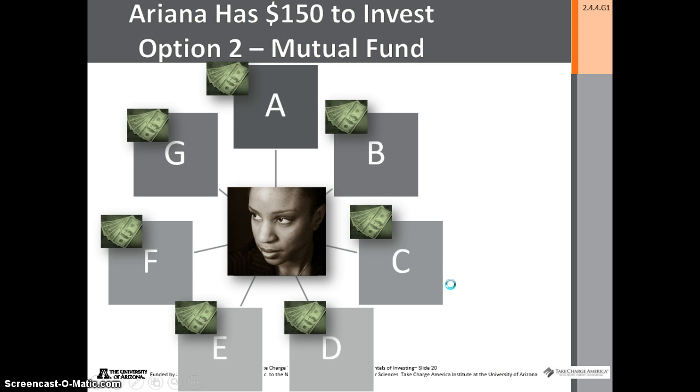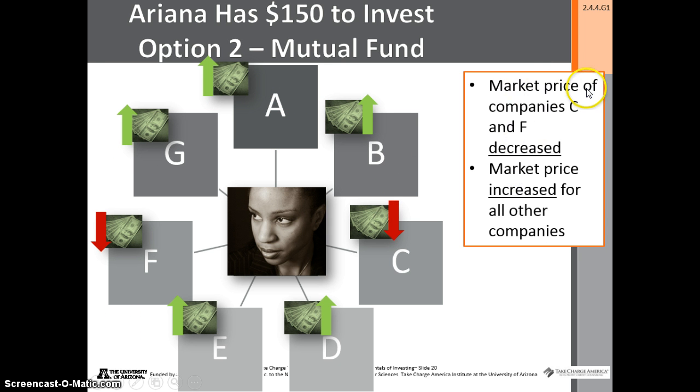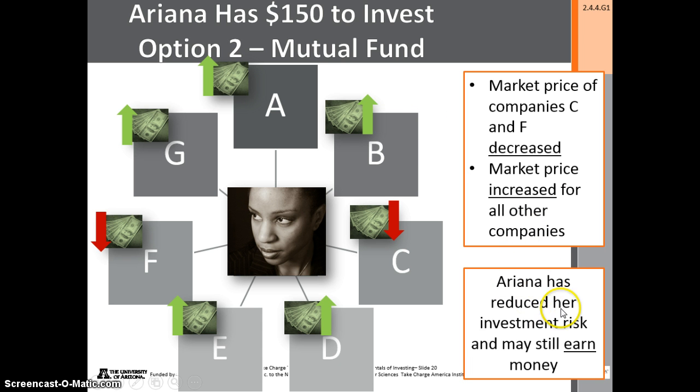Then you've got option 2, where same deal, she has $150, but she's going to put it in a mutual fund instead of a stock. So she's going to spread it all the way around this time. The market price of companies C and F decrease. So let's say she puts it in every single one, and C and F are the only two that decrease. Then the market price increased for all other companies. So that means she has reduced her investment risk and may still earn money.